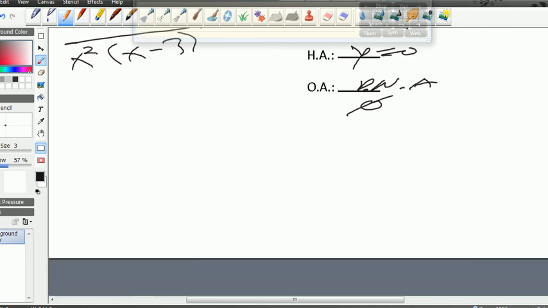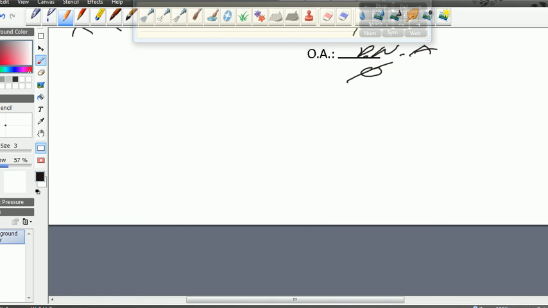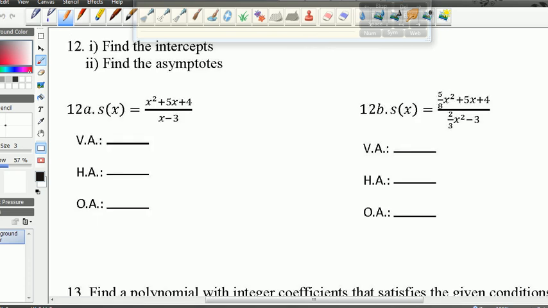Scrolling down to the bottom, that's it for that page. This is page number 6. Find the intercepts and find the asymptotes. Intercepts, plug in 0. You're going to have two types. You're going to have what? Y-intercept and the what? X-intercept. X-intercept, set it equal to 0. Y-intercept, plug in a 0 everywhere you have an x. Vertical asymptotes, horizontals. I'm going to save this one for tomorrow.